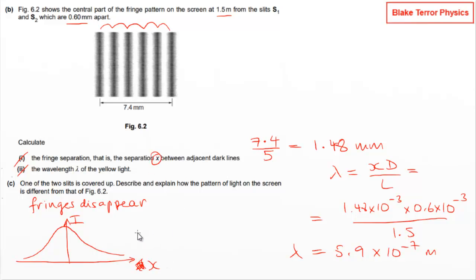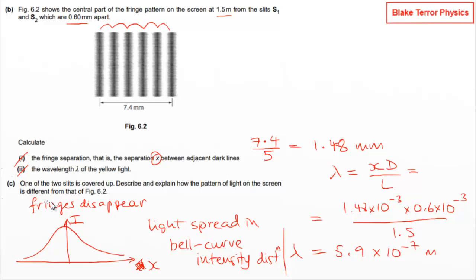So we can now say that we're going to get light spread out over the screen, spread out in a sort of bell curve intensity distribution. So yes, fringes have gone away, and now we're just left with this general spreading out of light with a central peak in the middle.